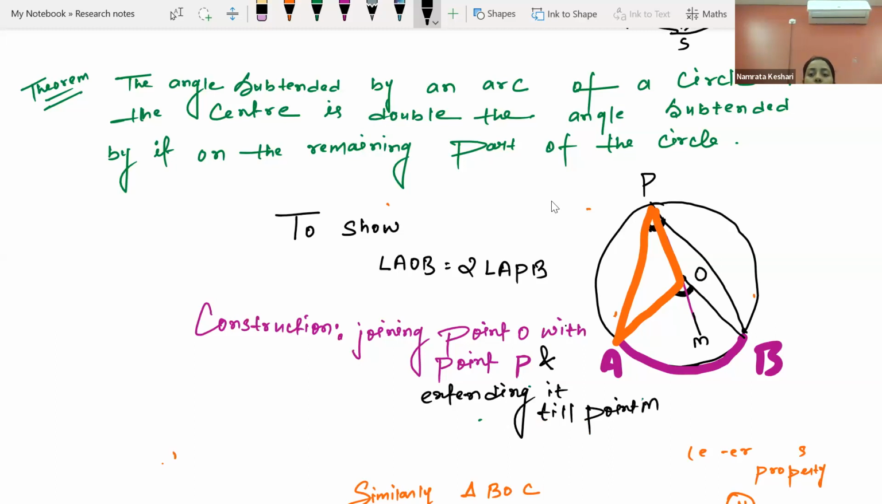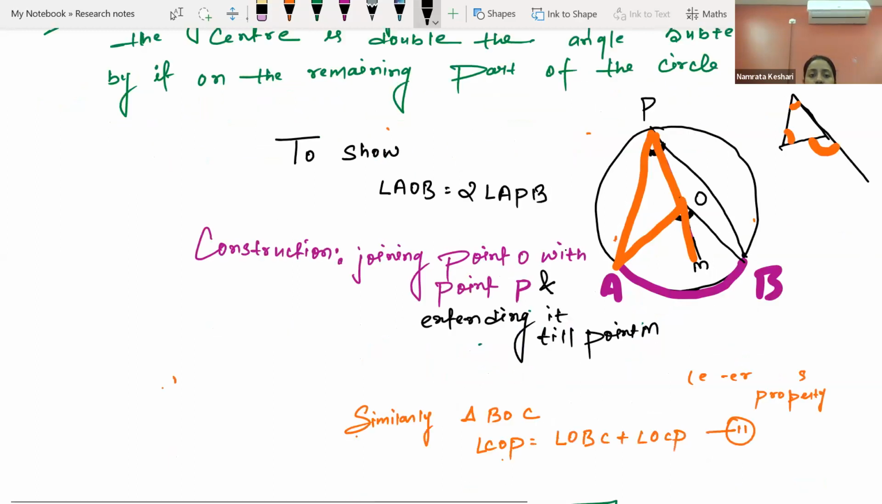Now, can you see this orange color triangle? Yes, ma'am. Okay, in this triangle, can you see we are extending one of the side like this? Yes or no? Yes, ma'am. Okay, then by exterior angle theorem, okay, exterior angle property, the exterior angle so formed will be equal to sum of opposite interior angles. Yes or no? Yes, ma'am. Okay, so let's write it.